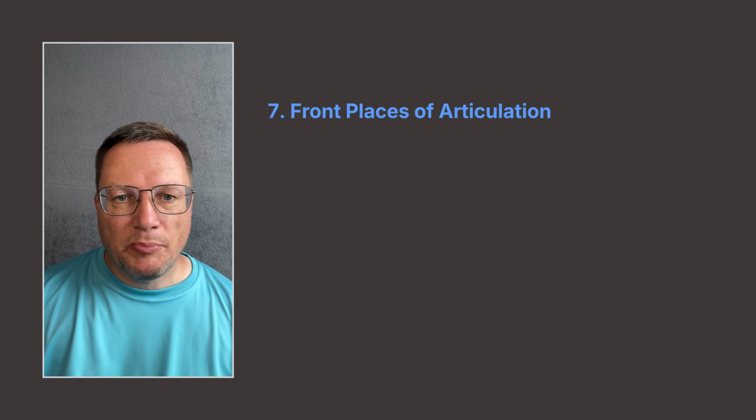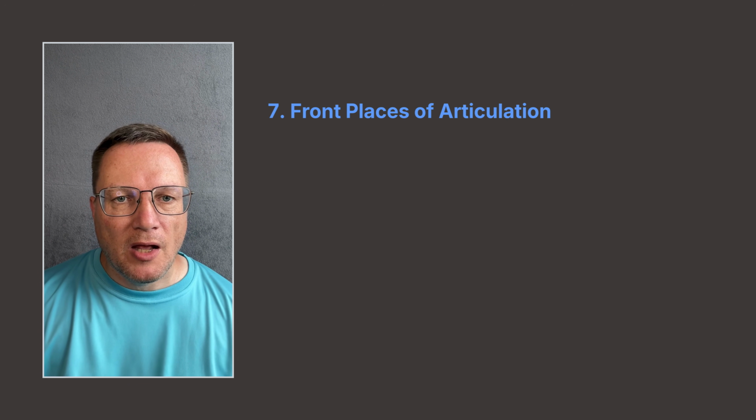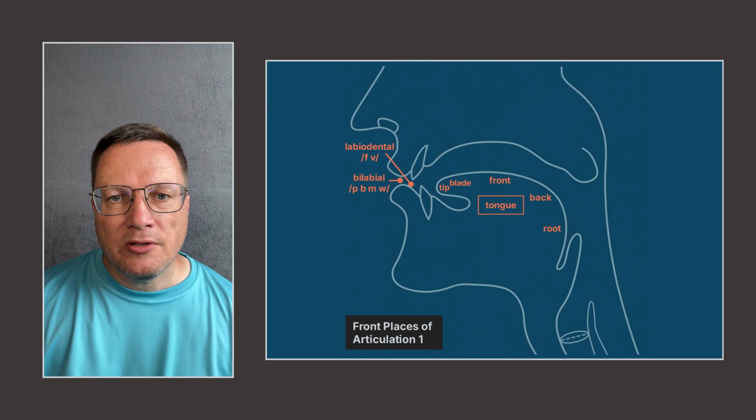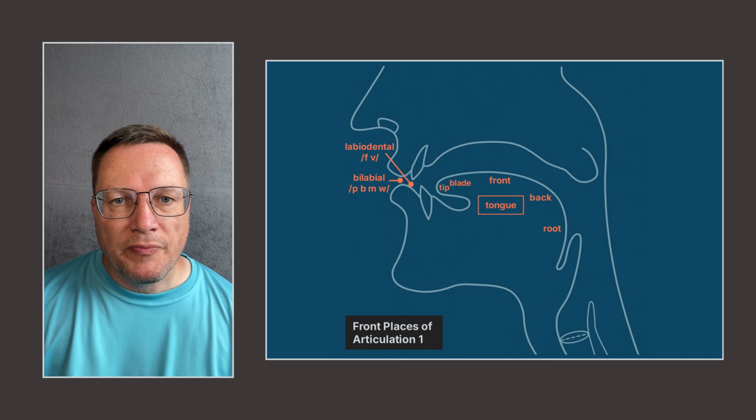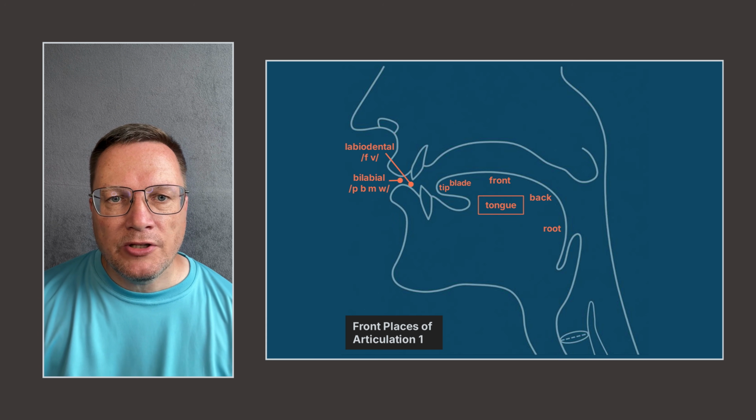7. Front places of articulation. Unlike vowels, consonants are classified mainly by their place of articulation. Place of articulation describes where a consonant is produced. We begin at the front of the vocal tract and move gradually towards the back.